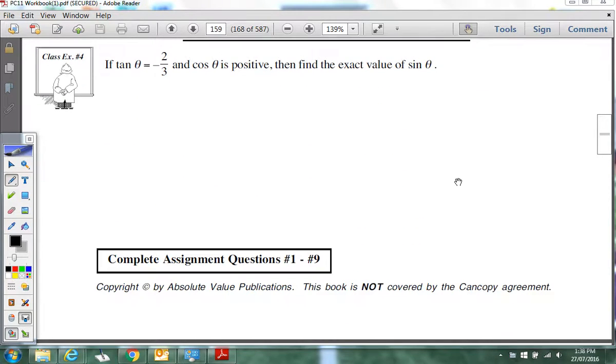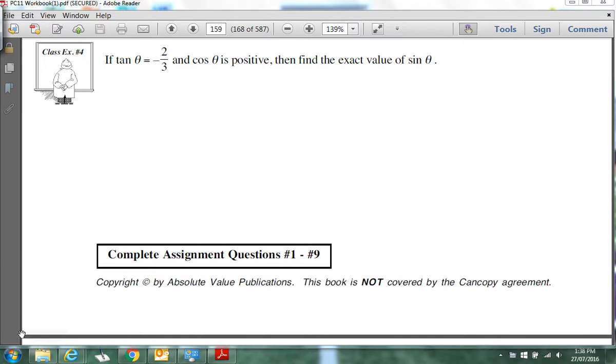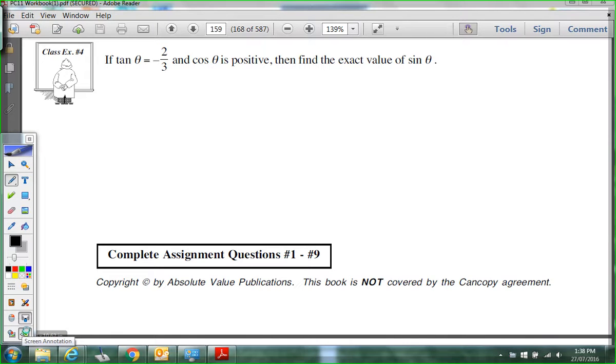So example 4: if tan theta is negative 2/3 and cosine theta is positive, find the exact value of sine theta. Okay, so tan theta is negative 2/3. What that means is, it tells you cosine is positive. So if one's negative and one's positive, it tells us what quadrant we're in.